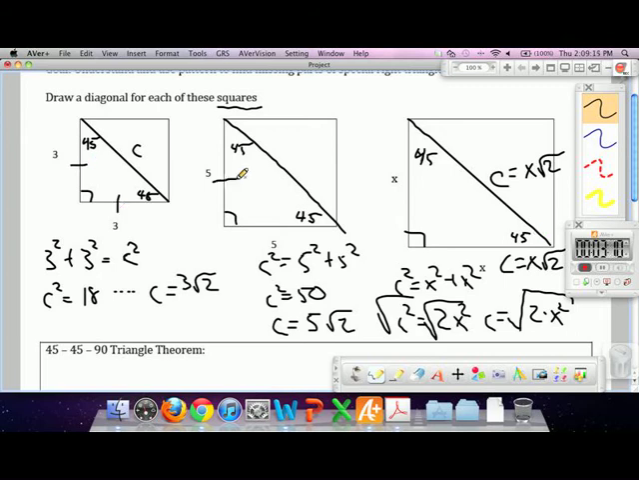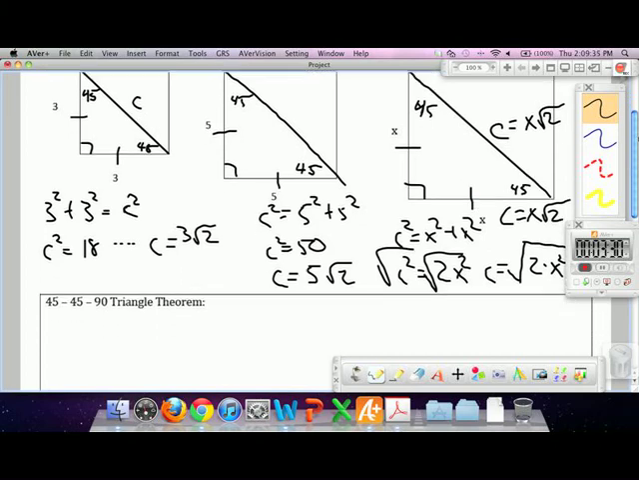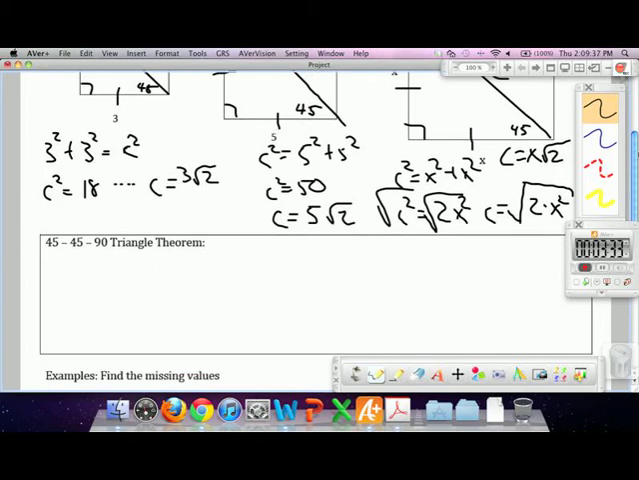A 45, 45, 90 triangle is an isosceles triangle, which you should have discovered last term when you compared the angle measures in a triangle and noticed that if you have the same measure inside a triangle, then the opposite sides are the same measure. Which means, in general, since this worked, it didn't matter what x we chose, this works for any value of x.